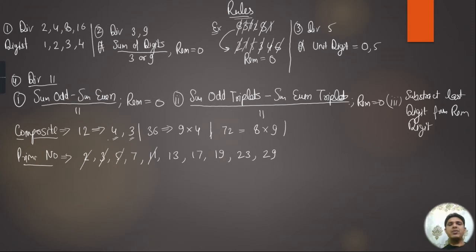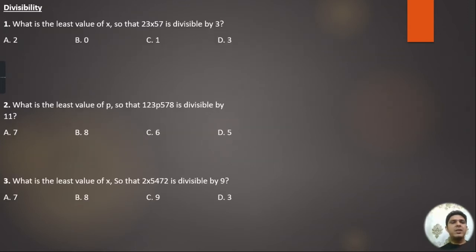So let us discuss some questions based on the rules that we have discussed so far. Our first question is: what is the least value of x so that 23x57 is divisible by 3? So students, if we check the divisibility rule of 3, what is that? This is sum of the digits divisible by 3. So if we check the sum of the two digits 2 and 7, there is 9. 9 will be divisible by 3, right?